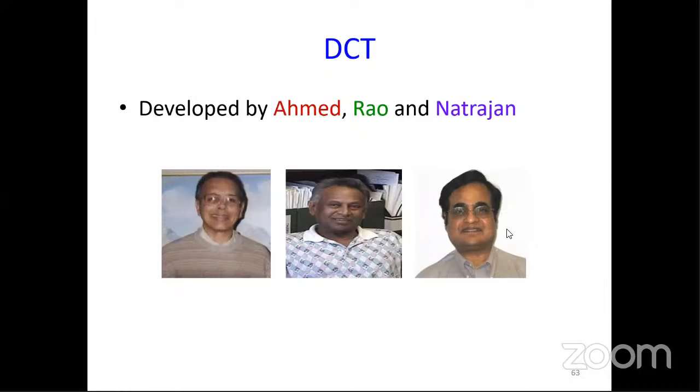He seems to be excellent in coding, and Rao happened to be the colleague of Ahmad. These three together developed the discrete cosine transform, which has very good energy compaction. The reason for the popularity of the discrete cosine transform is that it is real in nature. It is not complex in nature. For example, Fourier transform is complex in nature, whereas the discrete cosine transform is real in nature.